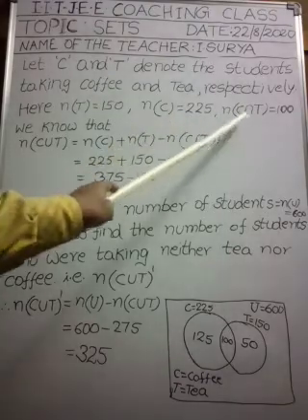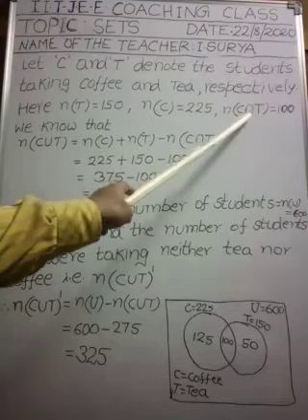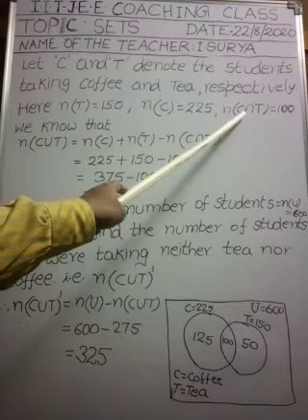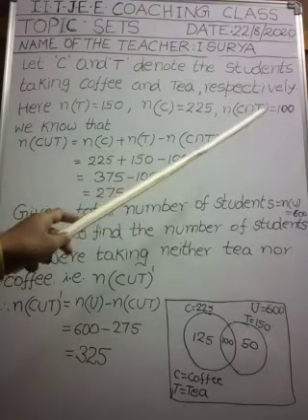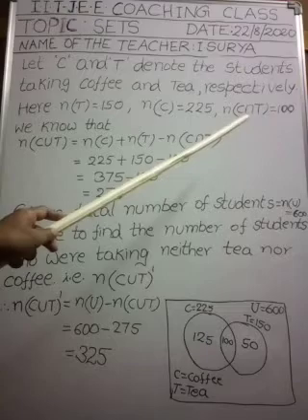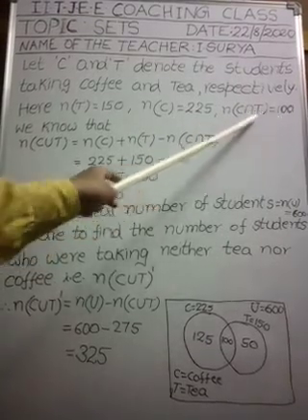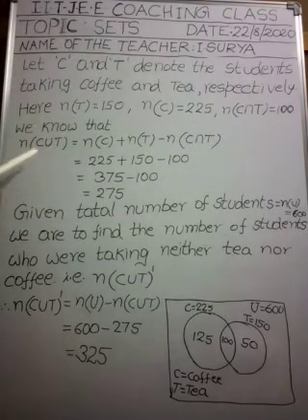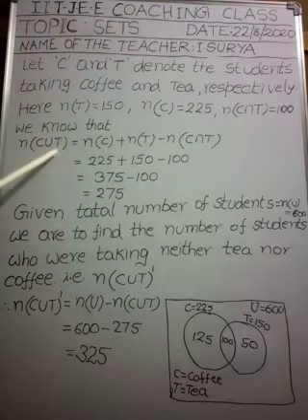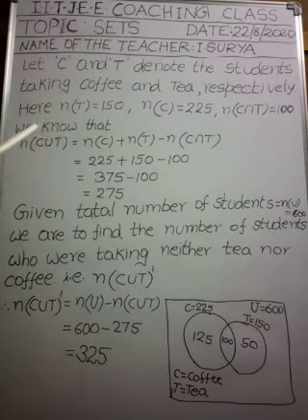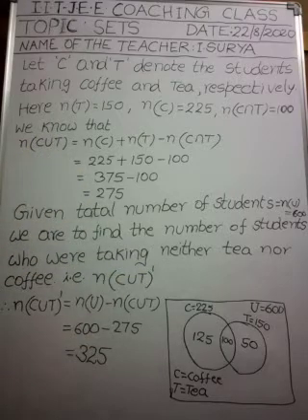Right. n of C intersection T denotes the number of students who are taking both coffee and tea. How many students in the question are taking both tea and coffee? 100. Understood this part, my children? Right. We know that n of C union T. Here we are using the n of A union B formula. Do you remember that formula, my dear children? What is the formula? n of A union B is equal to n of A plus n of B minus n of A intersection B.